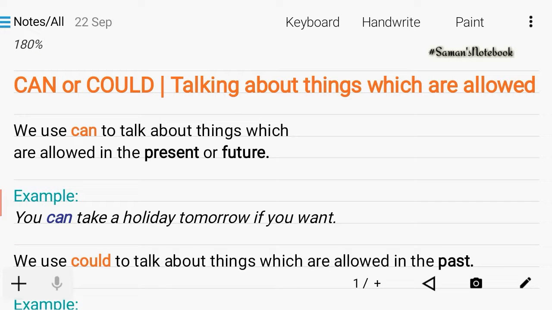Number 4th, can or could is used when we talk about things that are allowed. We use can to talk about things which are allowed in the present or future. For example, you can take a holiday tomorrow if you want.